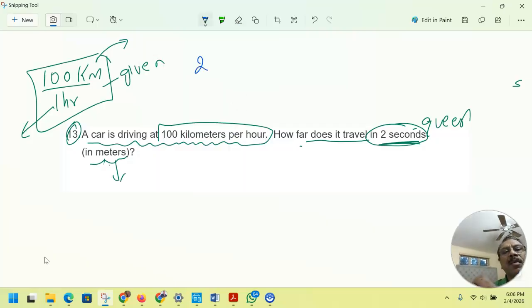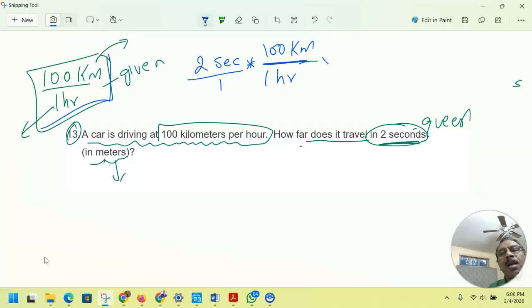So 2 seconds. So let me write this. And now I have to multiply. This is over 1 and multiply by the conversion factor. So the conversion factor is right here. So I put 1 hour is 100 kilometers.